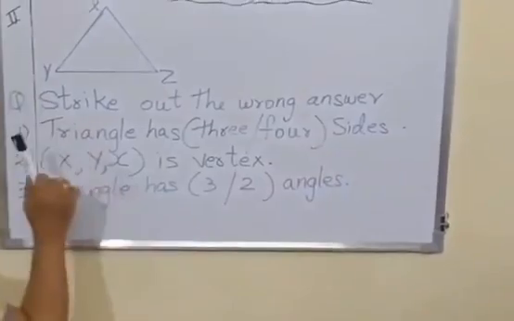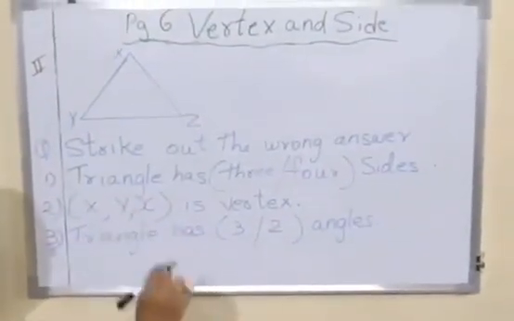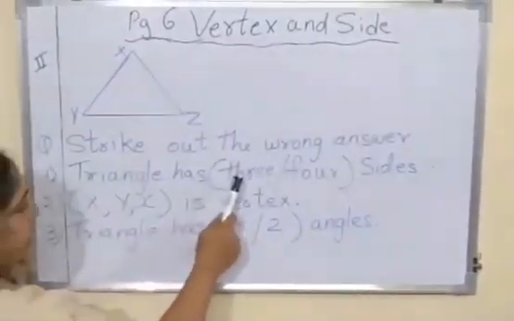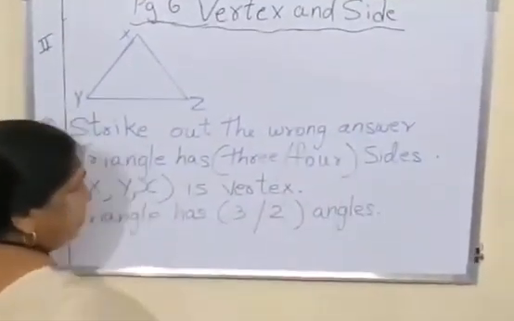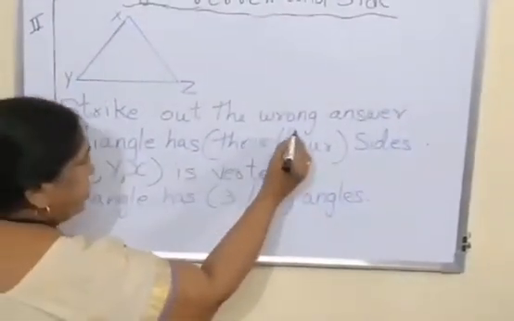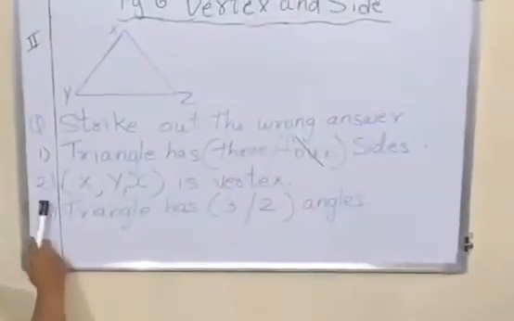That means the answer which is wrong, you have to strike out, put a cross, or cut it. Okay? Now see the first one. A triangle has 4 sides. How many sides does the triangle have? 3. That means this answer is wrong, so you have to cut this 4.